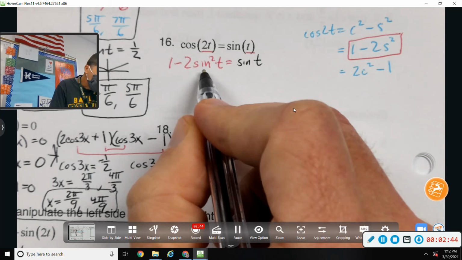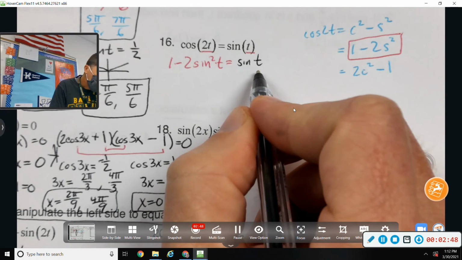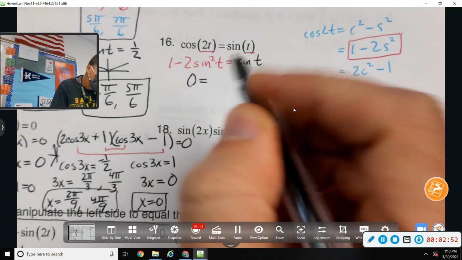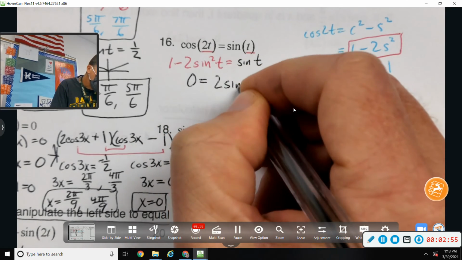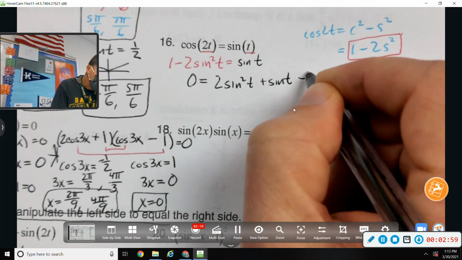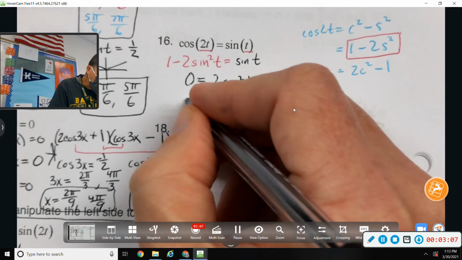So let's move it. Is that going to factor? I don't know. Let's move it over so it's positive. So 2 sine squared t plus sine t minus 1 equals 0. That is going to factor. Couldn't tell when it wasn't in its right form, but now that will factor.